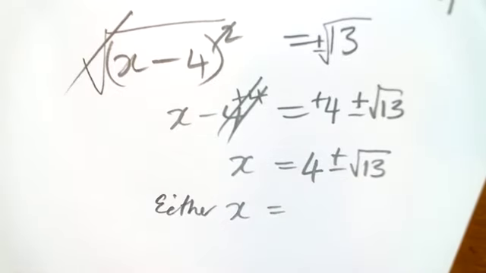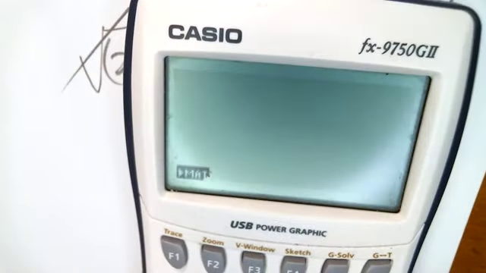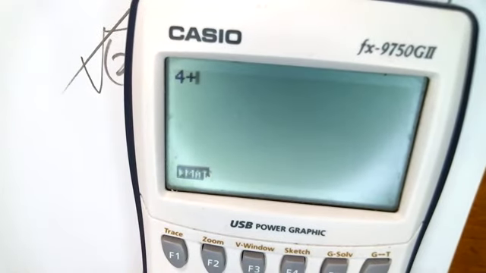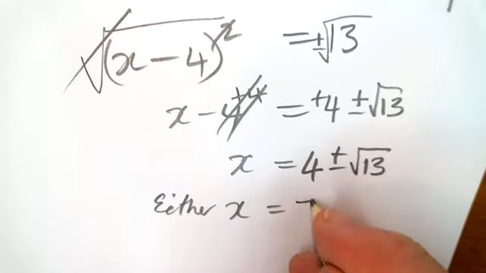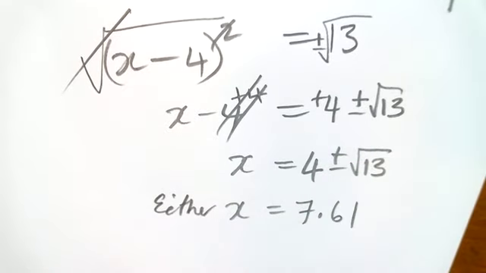All right, so let's have a look at this. I'll do 4 plus root 13 first. Let's see what happens. So I've got 4 plus root 13. Here it is, and I get 7.6. I'm going to call that 7.61. 7.61, I'm doing it to 2 decimal places.